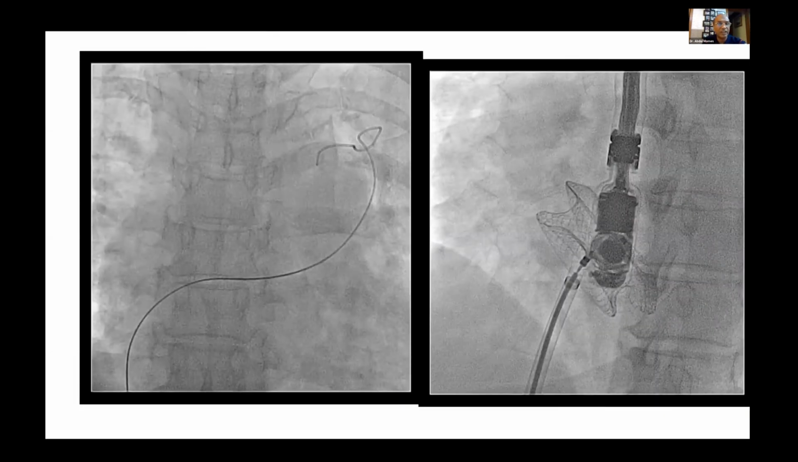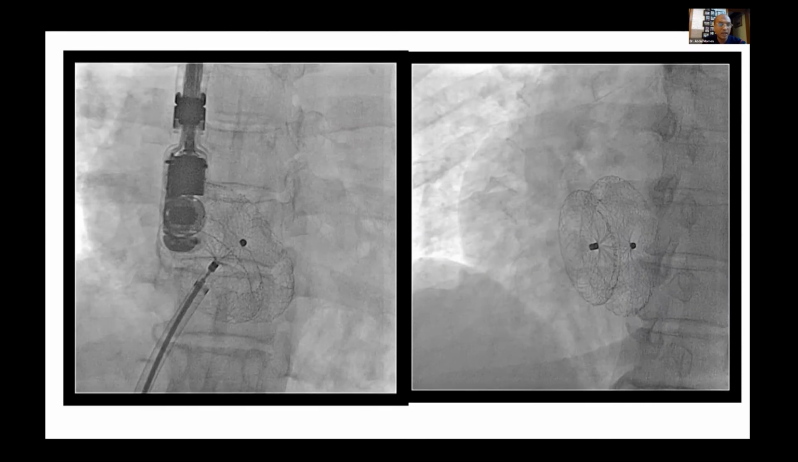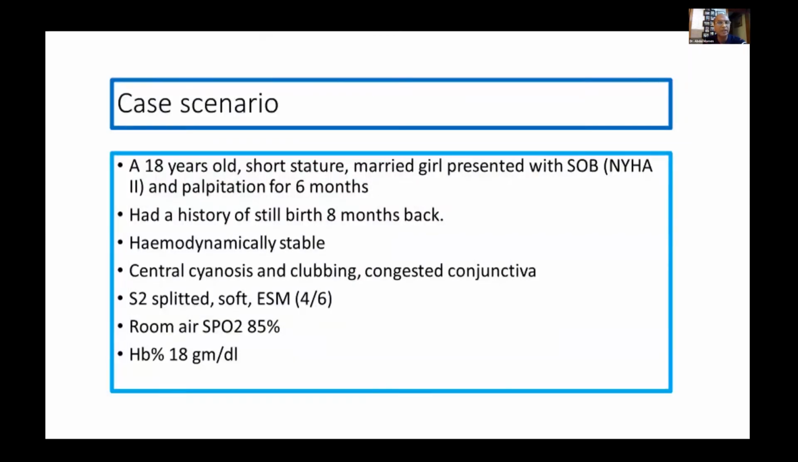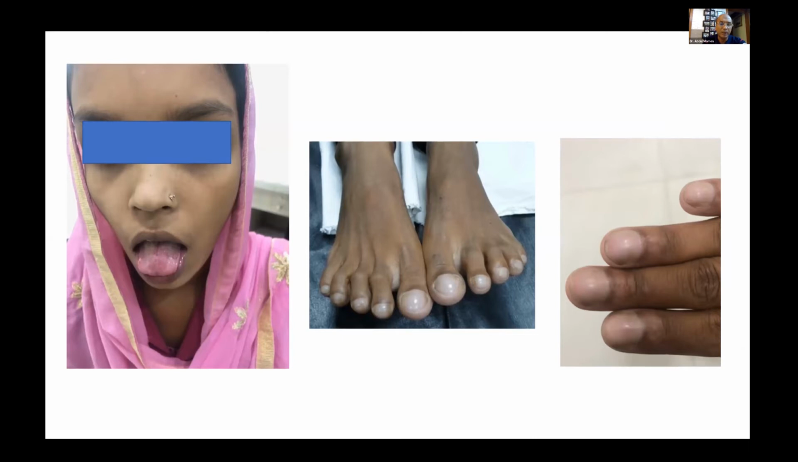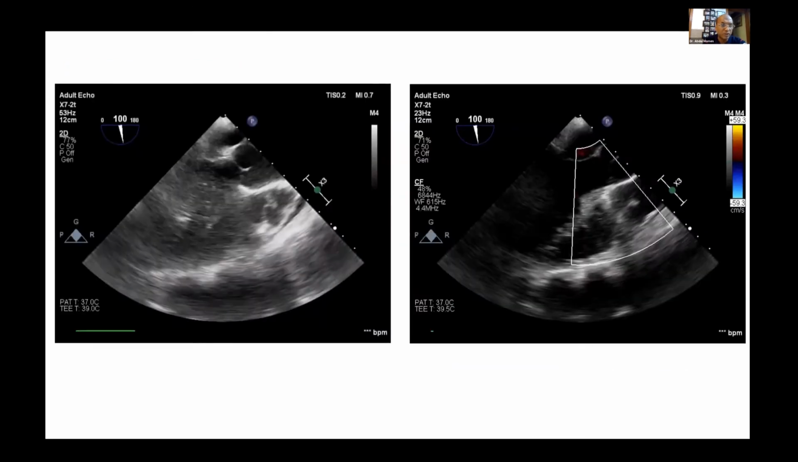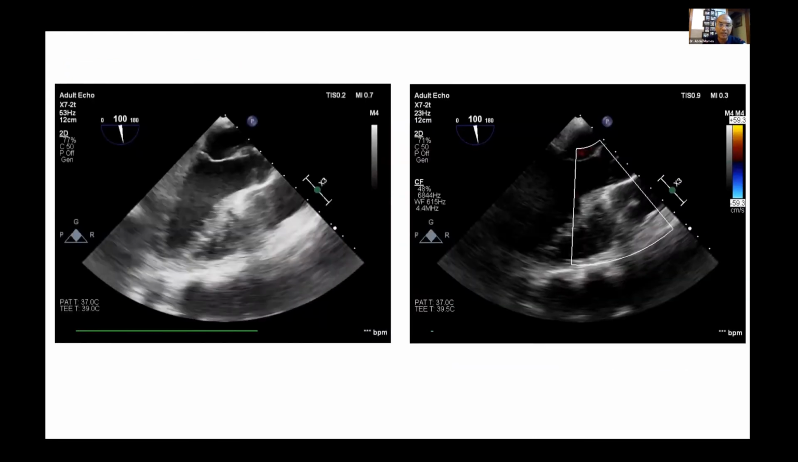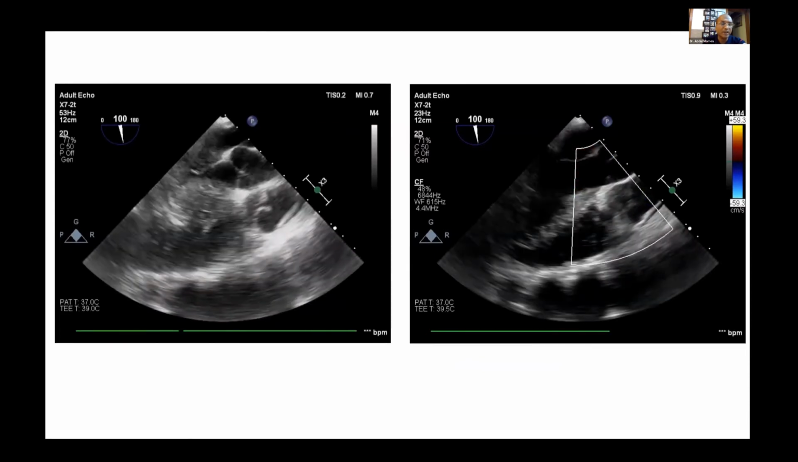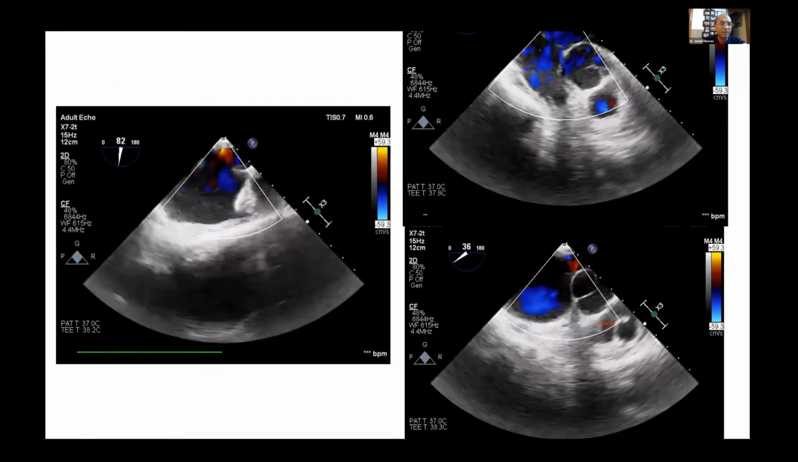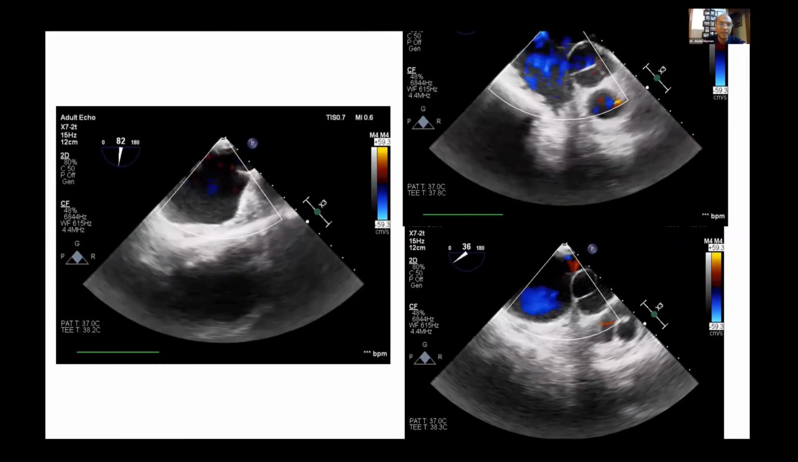This is the case of an 18 year old young girl. She has a history of stillbirth 18 months back. She is cyanosed with clubbing, and the SpO2 at room air is 85%. This is the patient, and look at the pulmonary valve. There is doming of the pulmonary valve, a gradient across the pulmonary valve, and there is a bidirectional ASD. So it's a case of severe pulmonary stenosis with bidirectional ASD.